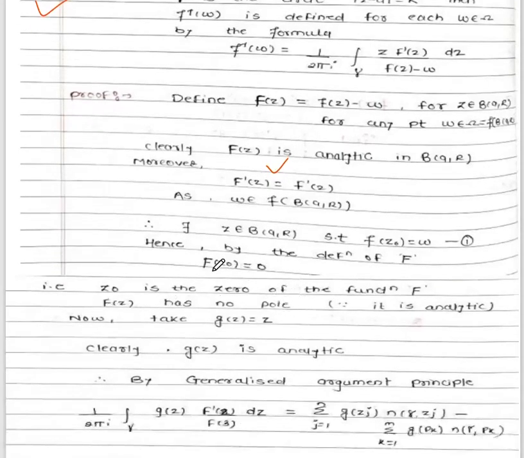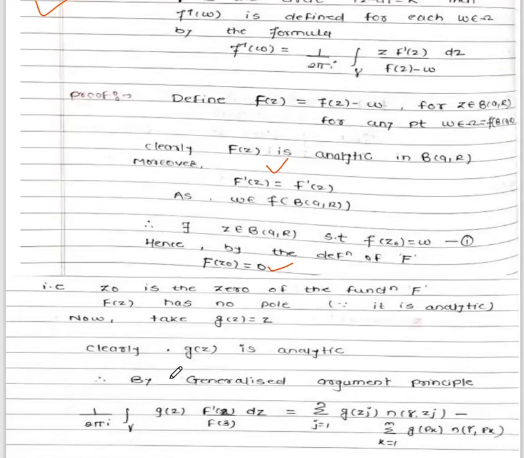So there exists z0 belonging to the open circle with center a and radius R such that f of z0 equals w. Let us reconsider equation number 1. By the definition of F, F of z0 equals 0, because f of z0 equals w. So putting z equal to z0, we get F of z0 is 0. That means z0 is a zero of the function capital F. Therefore F of z has no pole, that is, F of z is an analytic function.